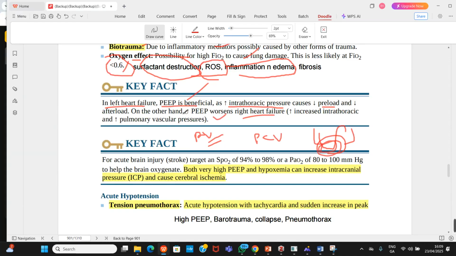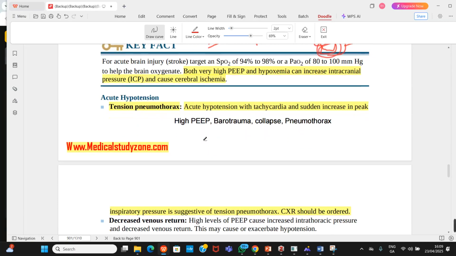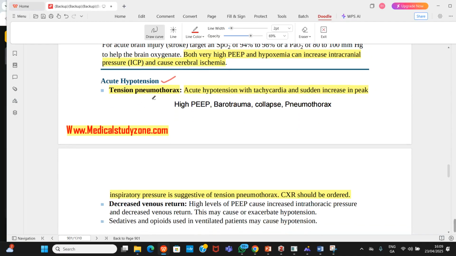But if you PEEP somebody with right heart failure, you have killed him. Why? Because you are going to increase the afterload in them. You are kinking the pulmonary capillary, kinking the pulmonary artery. In someone that has right ventricular failure, there's no way they will be able to get the blood out. So the blood keeps pooling in that right ventricle and they will fail at the end of the day. So have that distinction in mind. PEEP is very good if there's left ventricular failure, but it's bad for right ventricular failure. Very important stuff. So what are the other complications?